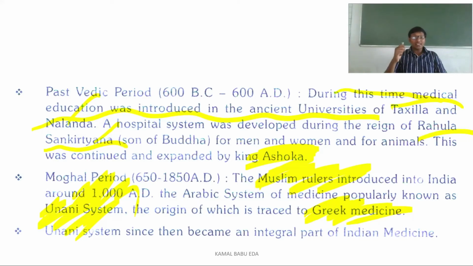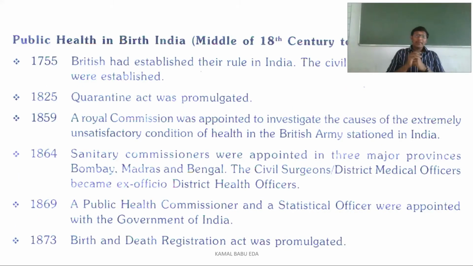Coming to the Unani system, it became an integral part of medicine when they introduced it. Coming to public health in British India, this is when the British came to India for their ruling. They came in the middle of the 18th century, and the British rule lasted till 1947.